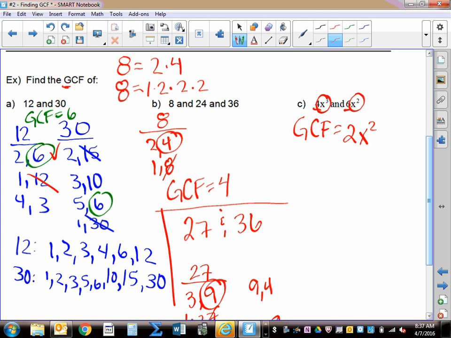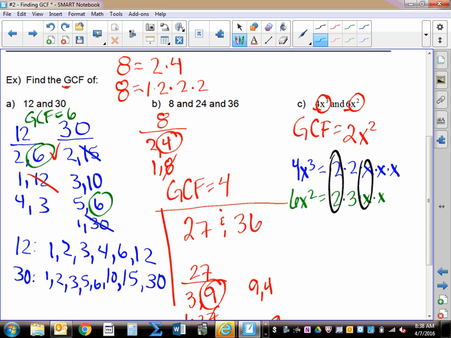The reason for that is if I break 4x cubed down, this is 2 times 2 times x times x times x. If I break down 6x squared, this is 2 times 3 times x times x. What all do they have in common? 2, x, and x. So 2x squared. That's where that comes from. If that helps you to do it that way, feel free to do so. If you are good with the numbers but you struggle with your exponents, just draw out your x's and circle how many you have that are the same. But it's always going to be the smallest exponent.